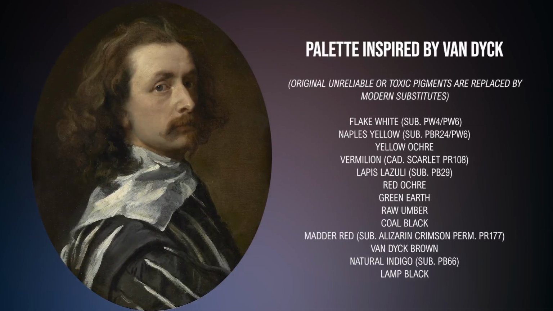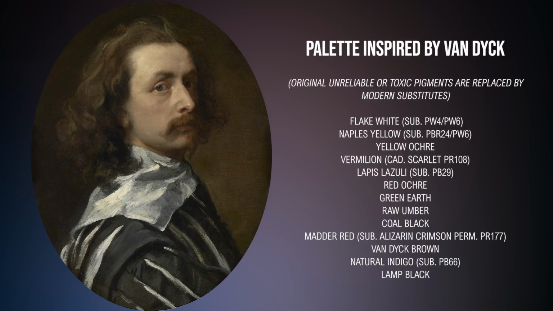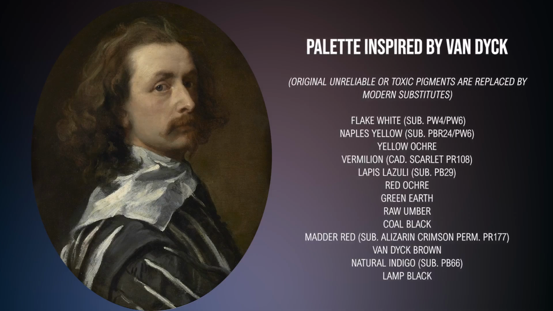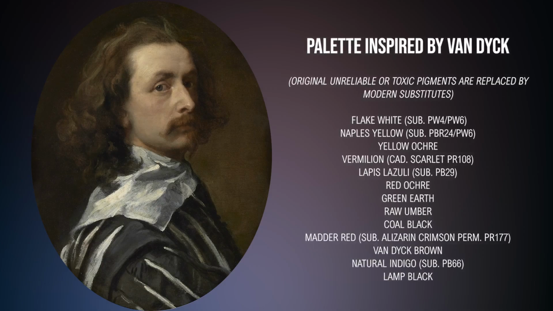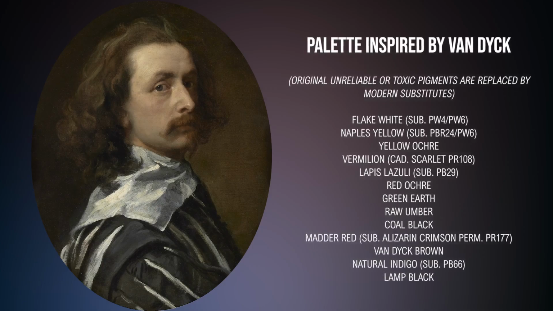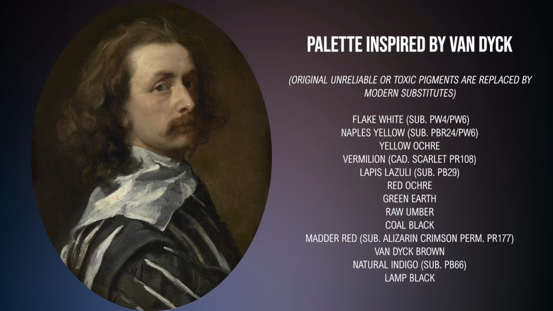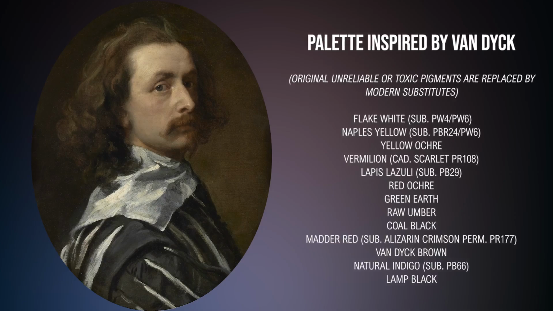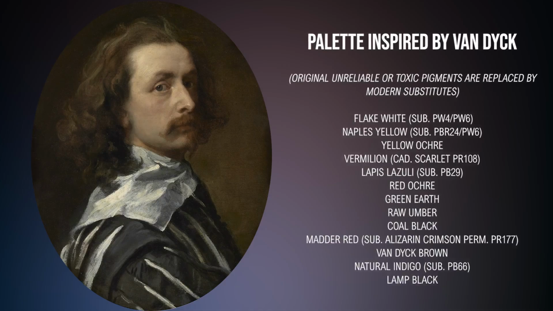For a palette inspired by Van Dyck, you can use flake white hue, Naples yellow, yellow ochre, vermilion hue, natural ultramarine blue or ultramarine blue, red ochre, green earth, raw umber, coal black, madder red, Van Dyck brown, natural indigo, which can be replaced by PB66, and lamp black.